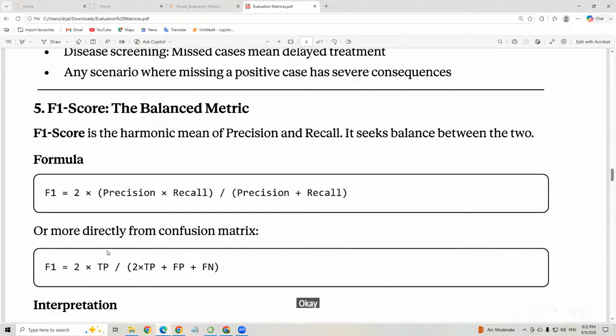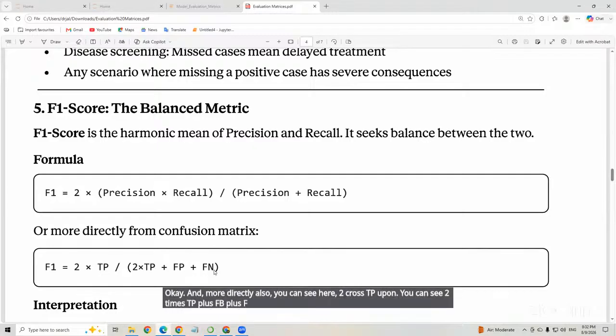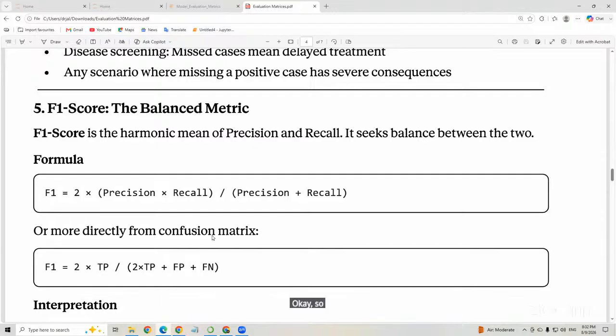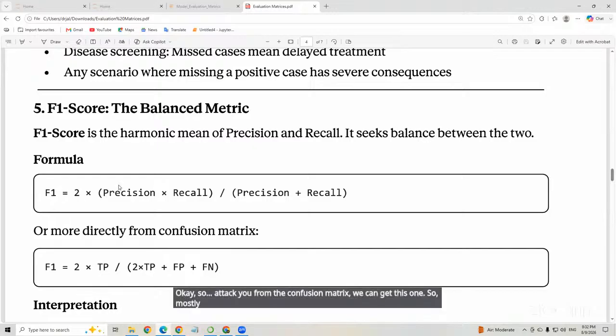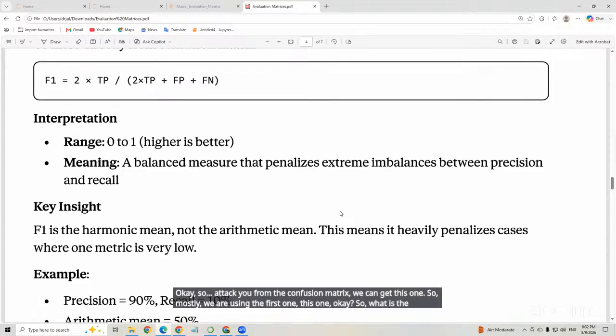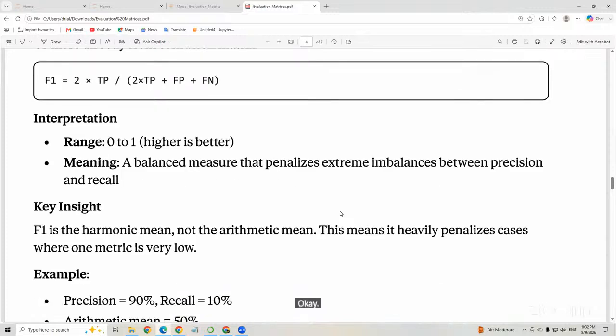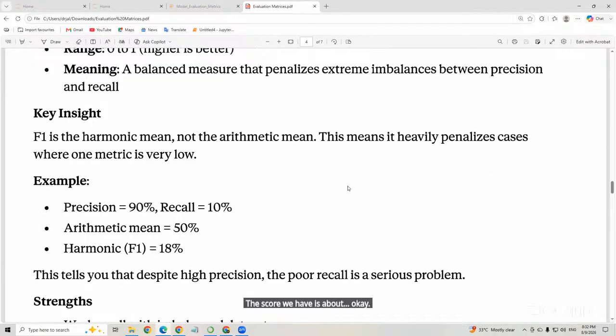More directly, you can also see 2 times TP upon 2 times TP plus FP plus FN. So directly from the confusion matrix, we can have this one. Mostly we are using the first one. So what is the interpretation of this score? Suppose when we are computing the values, in the example we have given the score also.